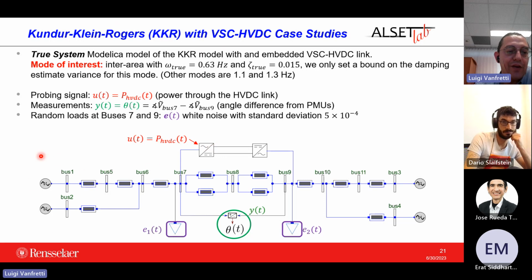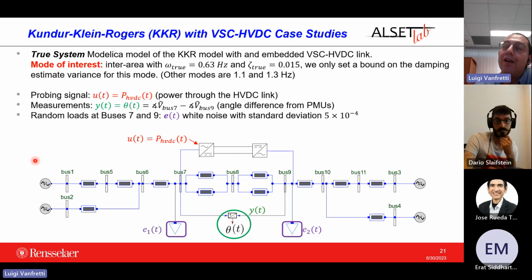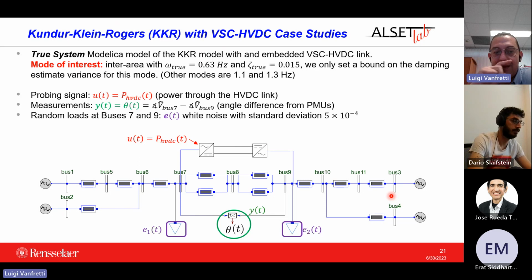It has one inter-area mode on this area, one inter-area mode, no, it's a local mode that is only making these two areas interact. Another local mode that makes these areas interact. This is 1.1 Hertz, and this is 1.3 Hertz. We are not targeting the estimation of those modes in this example.